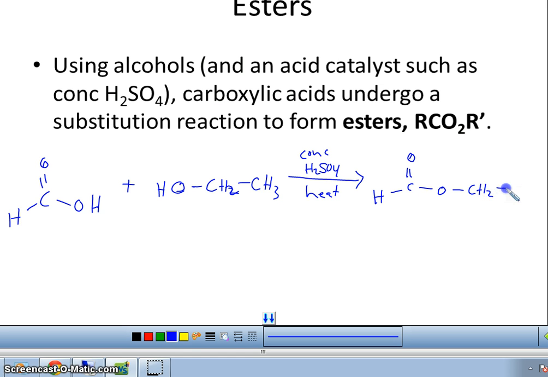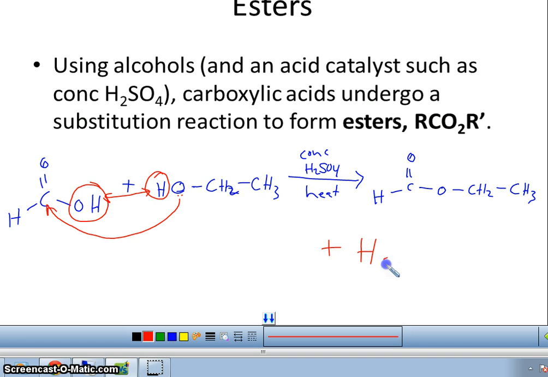CH2CH3. Now let me change colour so you can see this bit here and this bit here will be the bits that are taken away. This oxygen here comes in and attaches itself onto here. So this is substituting this OH group for the rest of the alcohol. So I'd have H plus H2O. It's also called a condensation reaction because a little molecule is being released.